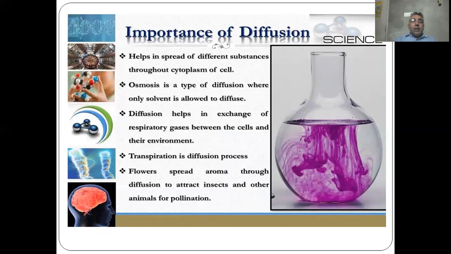Importance of diffusion: it helps in the spread of different substances throughout the cytoplasm of the cell. Osmosis is a type of diffusion where only solvent is allowed to diffuse. In osmosis, the plasma membrane is required. It takes place in living organisms. Diffusion helps in exchange of respiratory gases between the cell and its environment. Transpiration is a diffusion process. What is transpiration? Transpiration is the removal of water from the aerial parts of the plant. Flowers spread aroma, their smell, through diffusion to attract insects and other animals for pollination.